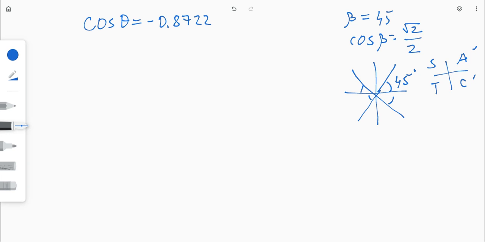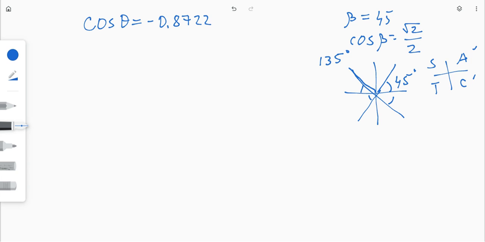In the second quadrant, this terminal arm belongs to the angle 180 minus 45 degrees, which means 135. Since it's the second quadrant, cosine here is negative. It means that the angle 135 degrees has got cosine ratio as negative square root of 2 over 2.